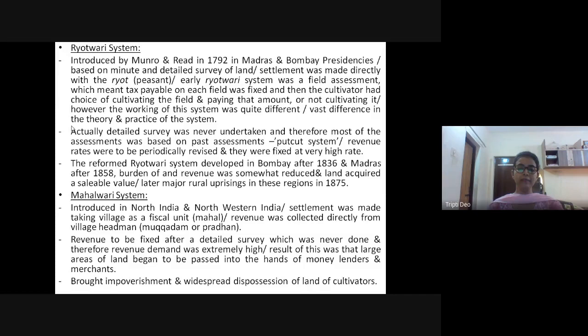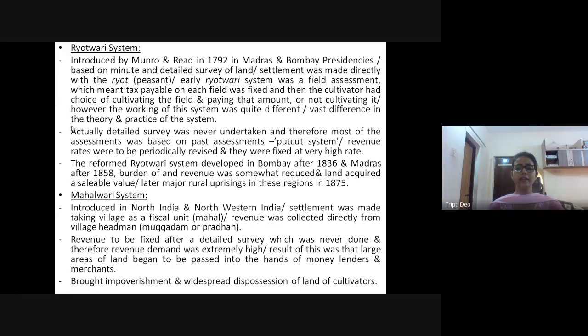Now the rayat means peasant, jo krishi hai, jo land ko jot raha hai, produce kar raha hai, jo till kar raha hai, rayat, the peasant. Uske saath hi settlement kiya gaya. Jaise permanent settlement system zamindar ke saath kiya gaya. The settlement was made between the zamindar and the British. Now this is between rayat, it was directly made with the rayat or the peasant.